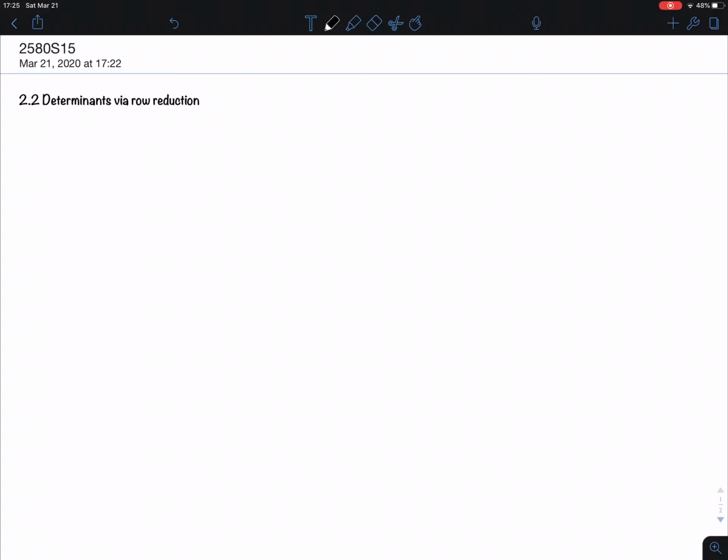Okay, so today's lecture is a continuation of determinants, but now we will use a method that is much quicker and less prone to error than the cofactor method we introduced in section 2.1. But it relies, as the word says, on row reduction.